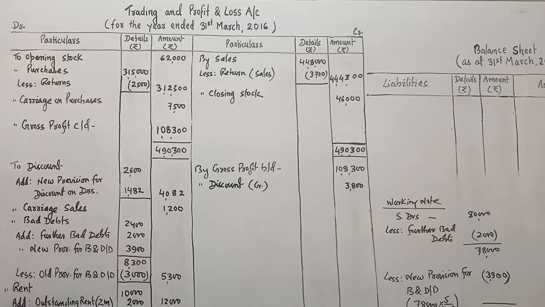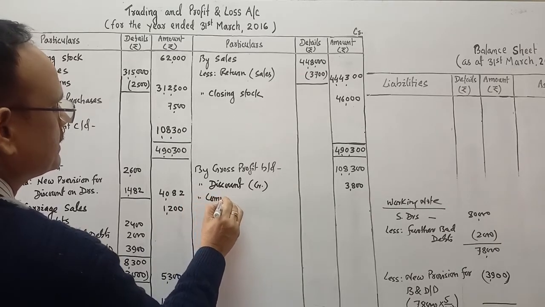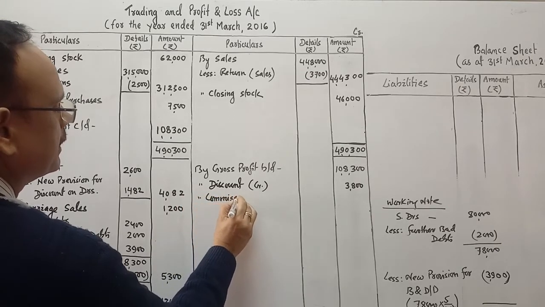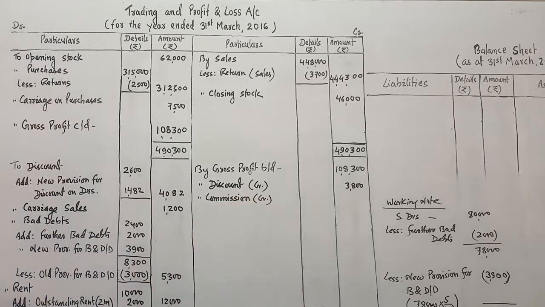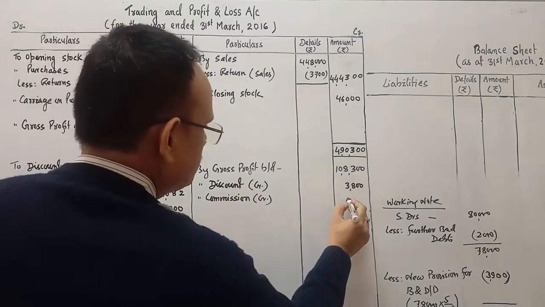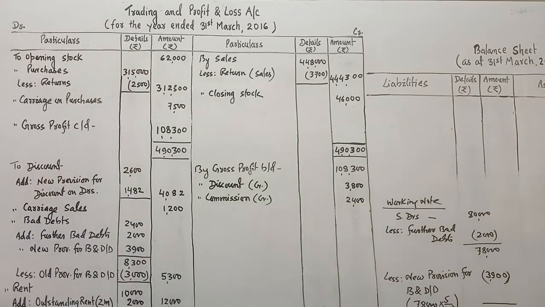After salary, commission has a credit balance. It means it's commission received. It's an income. Commission has a credit balance, that is 2,400 is the commission amount. This is indirect income.